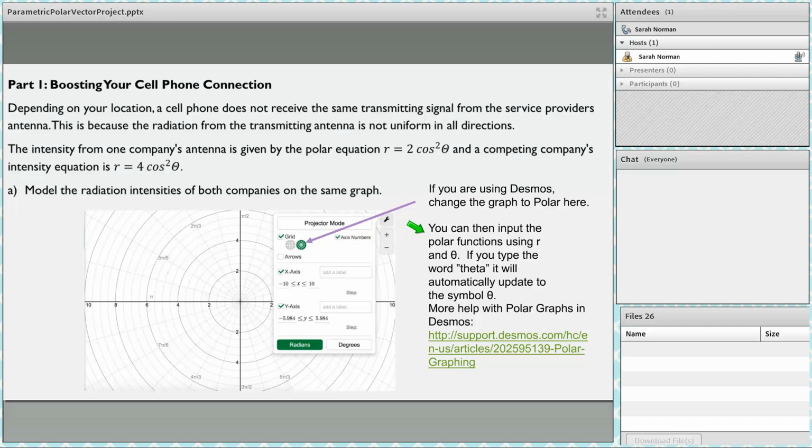And then once you change it, you can input the polar functions just as they appear here on the page, r equals 2 cosine squared theta. And if you just type the word theta, it will automatically update to the symbol theta. That's the easiest way that I found to use the polar grid.